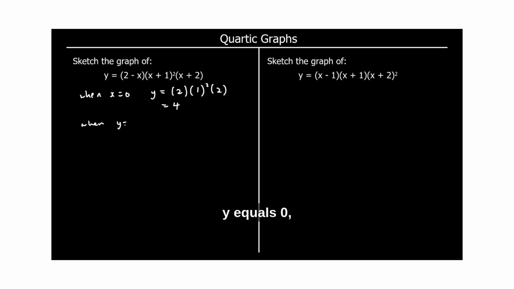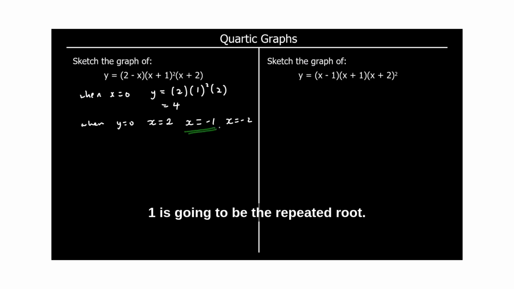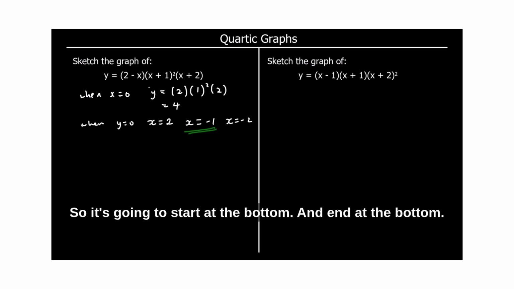When y equals 0, what makes a bracket 0? So x can be 2, -1, and -2. So we've only got 3 intersections, but the -1 is going to be the repeated root. And the shape of it this time is negative. We've got negative x times x times x times x. It's going to be a negative x to the power of 4. So it's going to start at the bottom and end at the bottom.